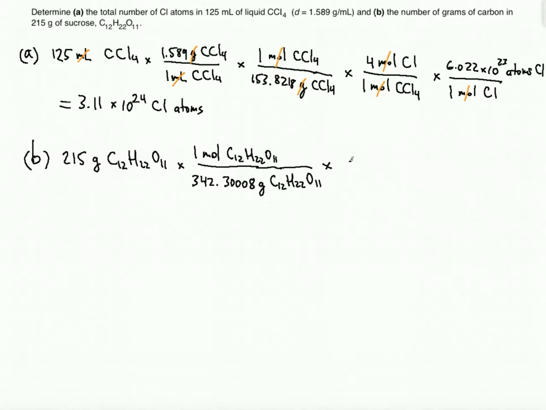Now because you have to find the number of grams of carbon only, you have to find the number of moles of carbon in 1 mole of sucrose, right? So 1 mole of sucrose has 12 moles of carbon, right? Using the subscript here, you know that 12 moles of carbon are inside 1 mole of sucrose. Now you simply convert from moles of carbon to grams, right?